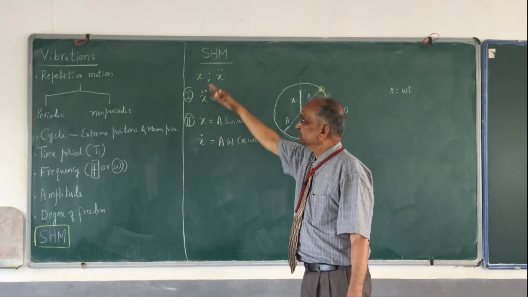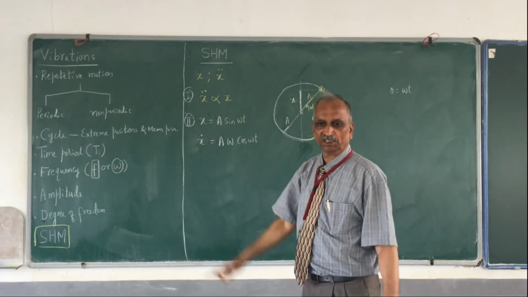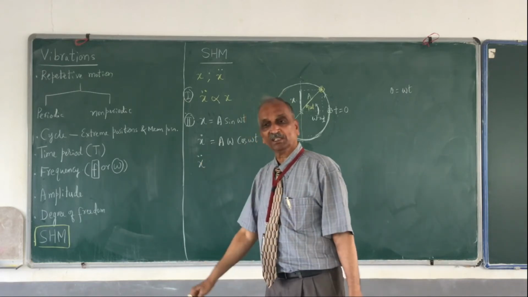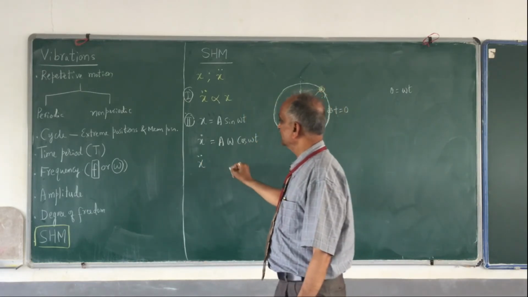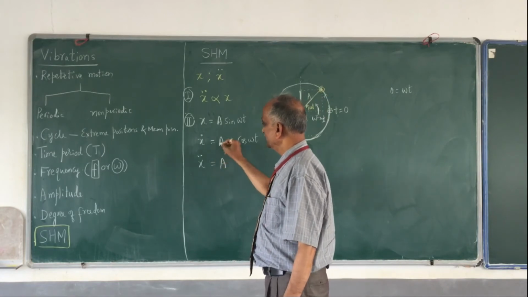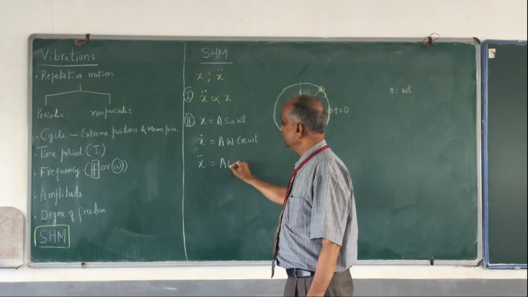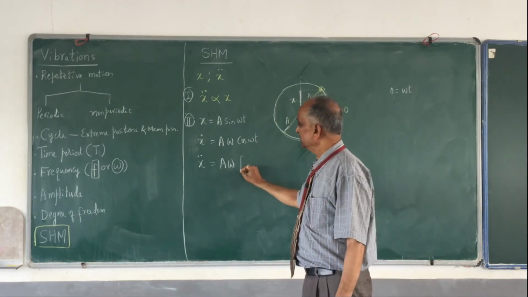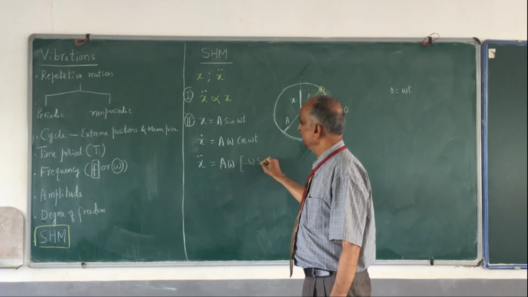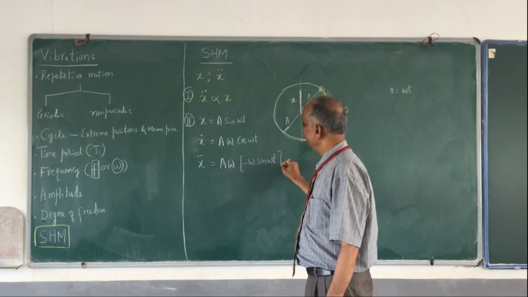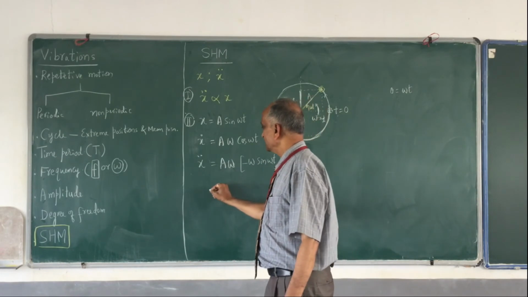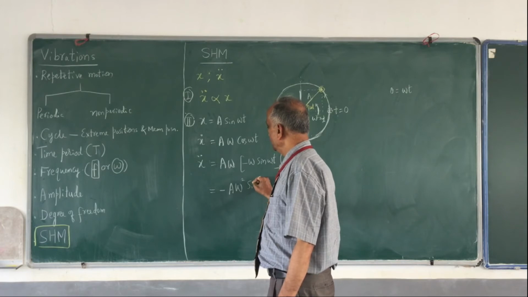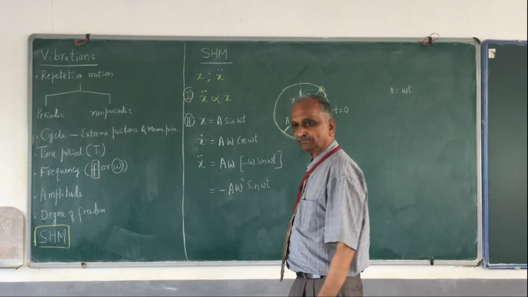This is x dot. In my definition of simple harmonic motion, there is no velocity. I want acceleration, so I shall differentiate it once again. X double dot is equal to a omega as it is, then differentiation of cos omega t gives minus omega sine of omega t. So this is minus a omega square sine of omega t.